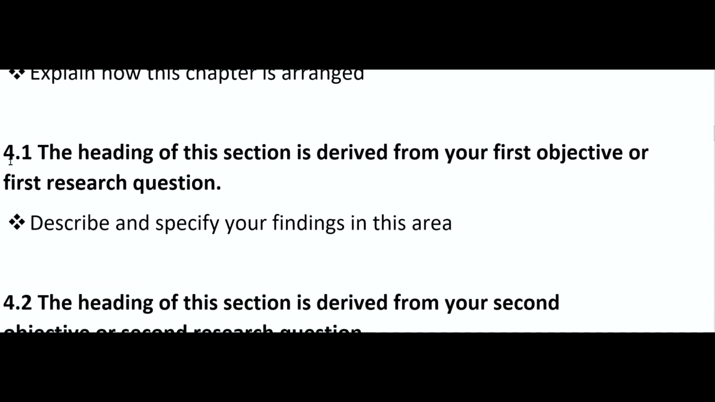So now, 4.1, the heading of this section is derived from your first objective or your first research question, as we discussed. So in this section, you'll describe and specify your findings in this area of your first research question or your first objective. And feel free to add subheadings within these sections as well.